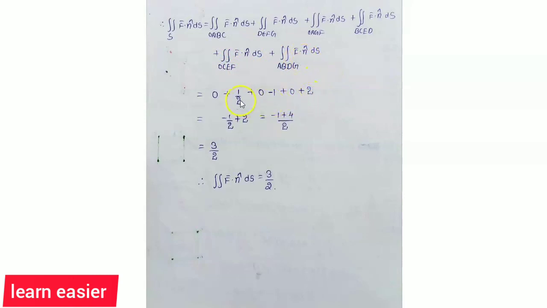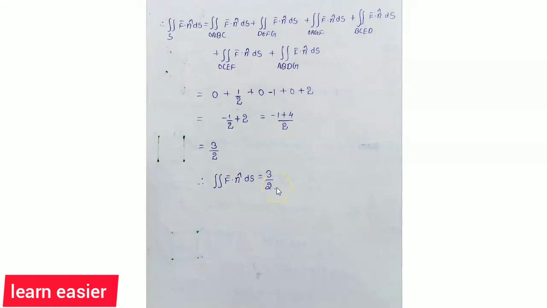Now we have 1 by 2 here and minus 1. So 1 by 2 minus 1 is minus 1 by 2, and here we have plus 2. After taking LCM, we got minus 1 plus 4 by 2, which is 3 by 2. So finally we got the surface integral of the cube is 3 by 2.